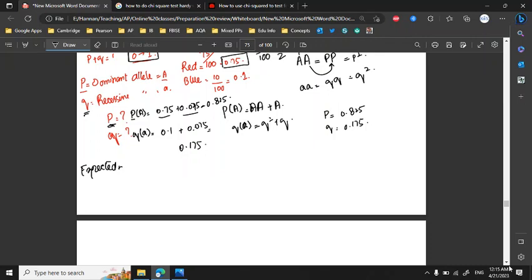What would you do from here? You would perform P square, and P square means PP, which means 0.825 whole square, and 0.825 whole square means 0.68. Let's find out Q square, which means QQ, and this is the expected. So 0.175 whole square, 0.175 whole square means 0.03.